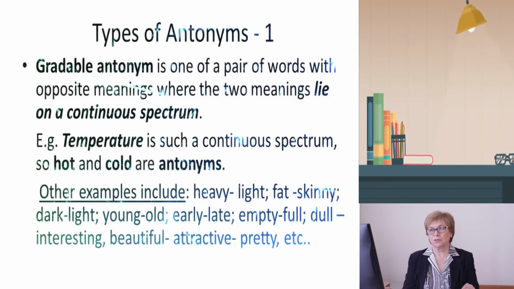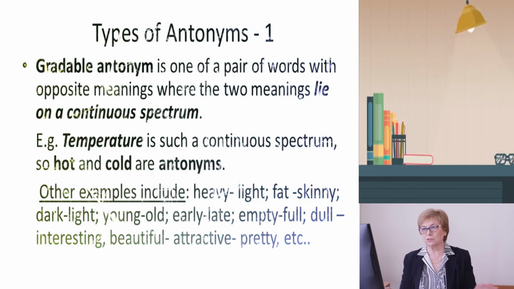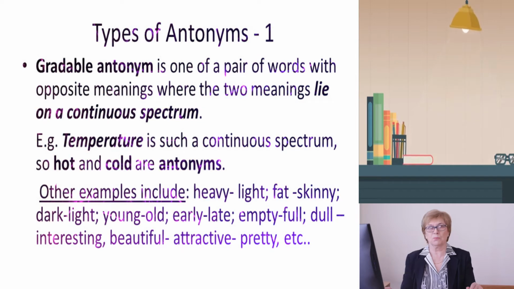One class of them is called gradable, and gradable antonyms are words which describe some phenomenon which is represented as a continuous spectrum. For example, temperature: it can be hot, it can be cold, it can be cool, warm. So you can grade the degree of temperature in different ways.